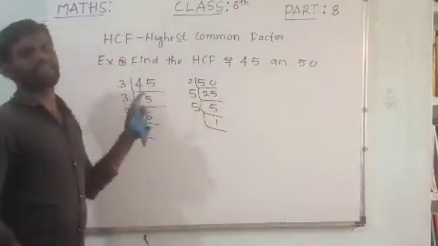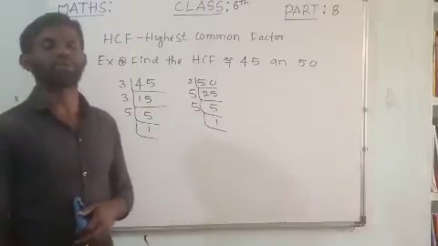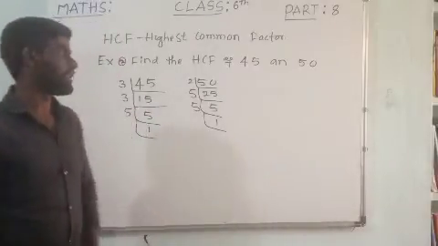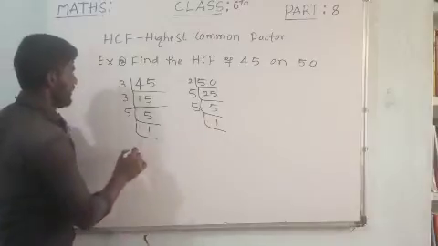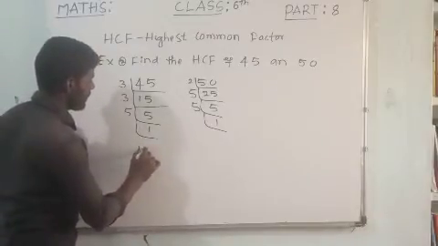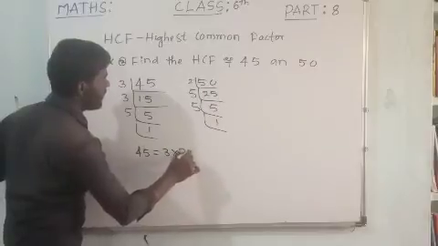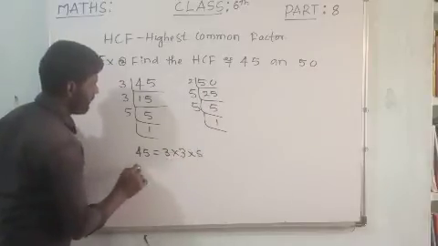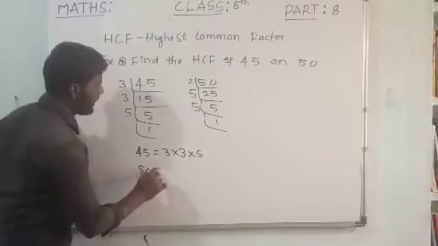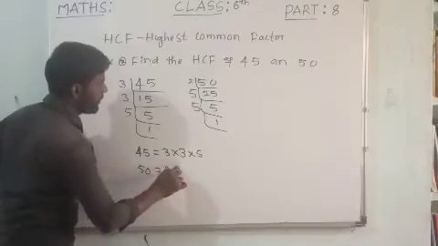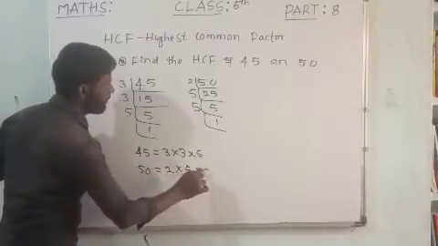The common factors are the same. You can use either 5 or 2, you will get the same factors. Now, 45 I can write as 3 into 5. Then 50 I can write as 2 into 5 into 5.